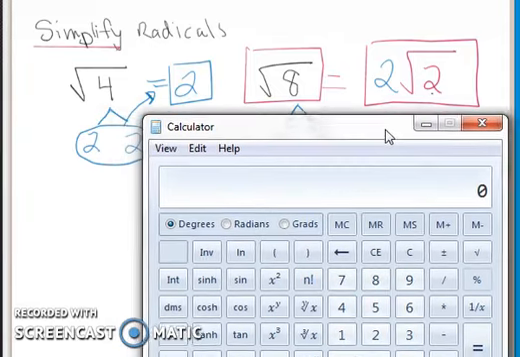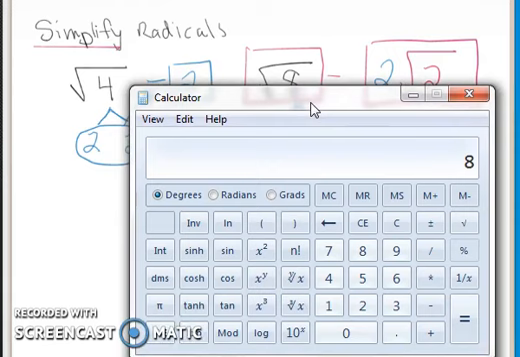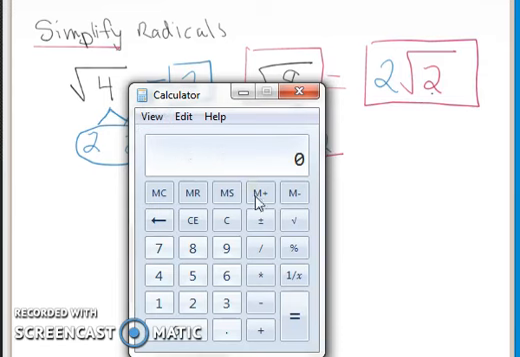According to my calculator, rad 8 and 2 rad 2 should be the same. So let's go ahead and do that. Hit 8, and then we're going to take the square root of it. Where's the square root sign? I think this is it. No, that's not it. Let's do just a standard calculator. There we go. Okay, the square root of 8 is 2.82.